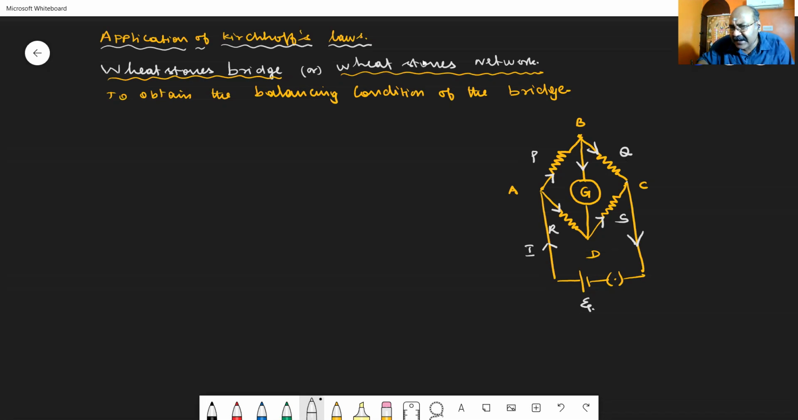Consider a current of I1 ampere passing through P, I2 ampere passing through R, I3 ampere passing through Q, IG ampere passing through G, and I4 ampere passing through S. The current entering the circuit is I. After branching in different resistors, the current that is leaving is again I. So this arrangement is called the Wheatstone's bridge or Wheatstone's network.